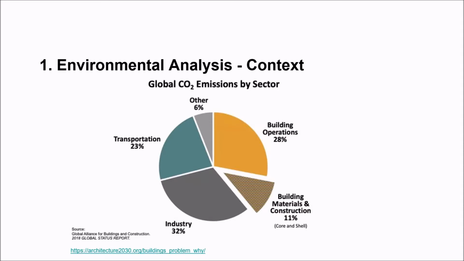Why is environmental analysis important in our industry? Well, simply put, as you can see in this graphic, between building operations and building materials and construction, buildings generate nearly 40% of the annual greenhouse gas emissions, and approximately 2/3 of the building square footage that exists today will still exist in 2050. So the problems we have with the building stock today aren't going away anytime soon.